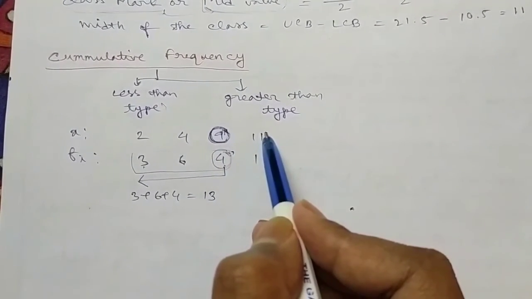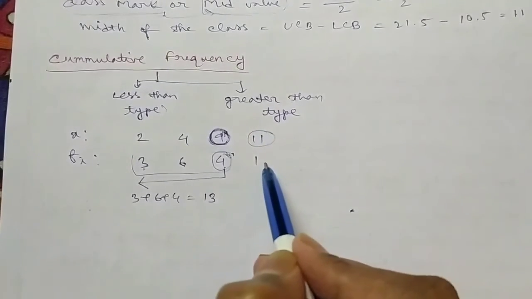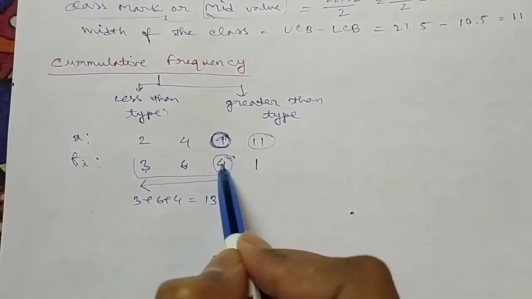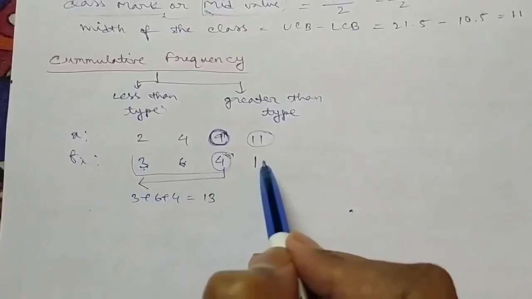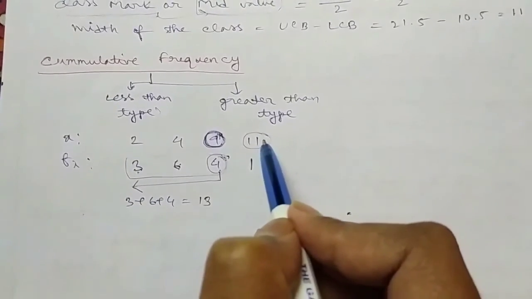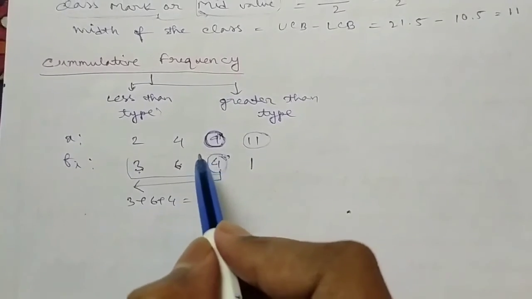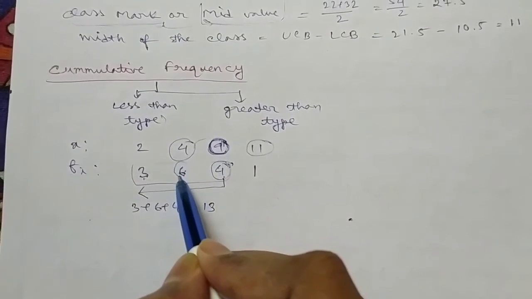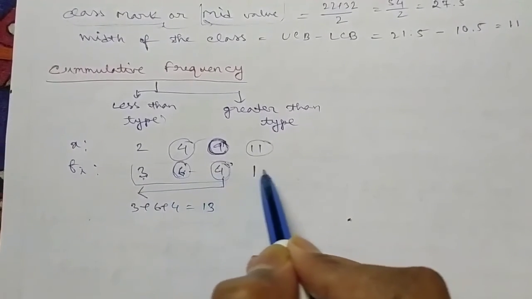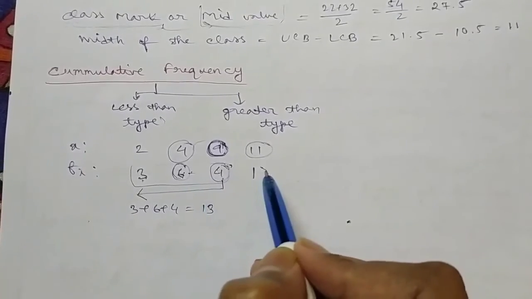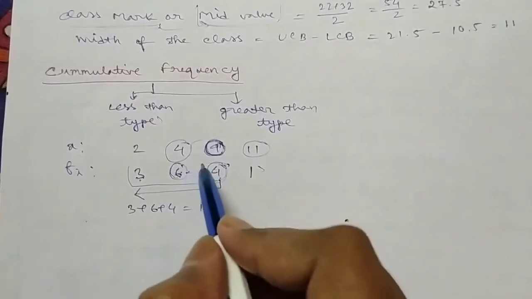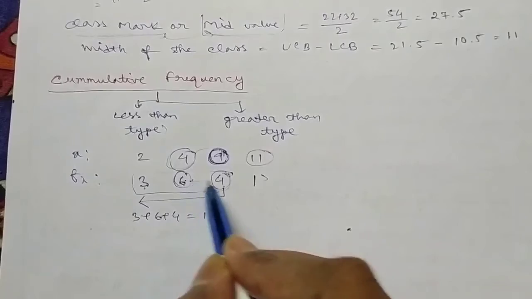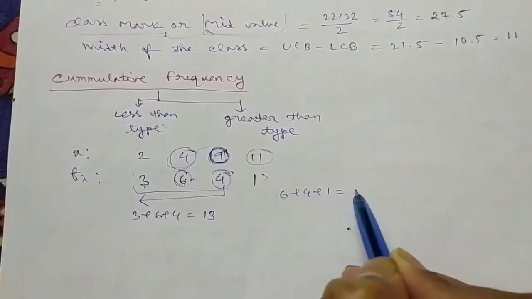If we ask for the less than type cumulative frequency of class 11, then we need to add 1 with the previous frequencies available, 1 plus 4 plus 6 plus 3, and the sum will be the less than type of cumulative frequency of class 11. And if we ask what is the greater than type of frequency distribution of class 6, then we need to add the successive frequencies from that class frequency and add all of them. For class 4, the greater than type of frequency will be 6 plus 4 plus 1, that will be 11.